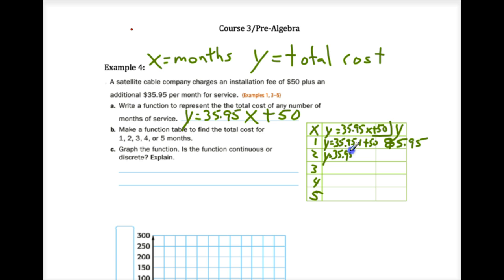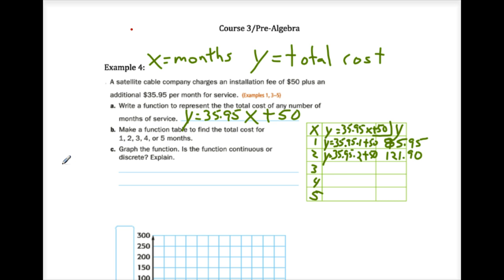$35.95 times 2 plus 50. Plus 50, not minus. Somebody go 35.95 times 2 plus 50. Come on, guys, every practice, type it into your calculator. How much? 121.90. So 2 months is $121.90.